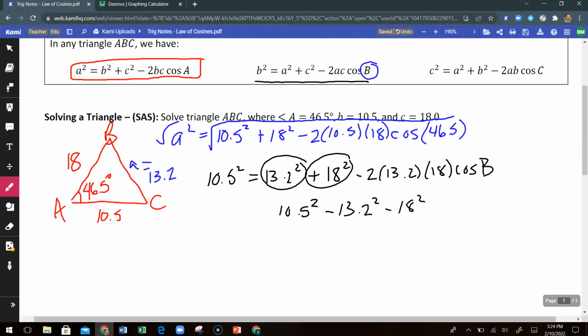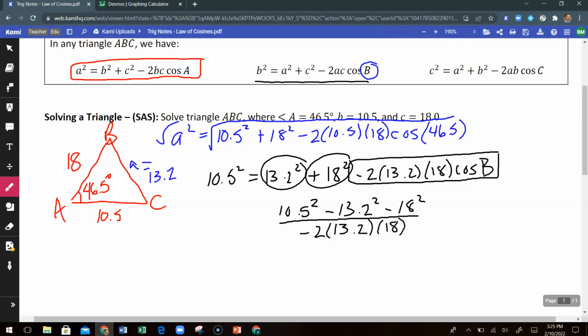Now, what I would have left on the right side of my equation would be this negative 2 times 13.2 times 18 times the cosine of b. So because it's all multiplied together, I'm then going to divide that over to the other side of the equation. So this is going to be divided by that product of negative 2 and 13.2 and 18. Right? So I subtracted the 13.2 squared and the 18 squared, then I divided by this stuff that's multiplied by the cosine. Now that is still equal to the cosine of b at that point in time.